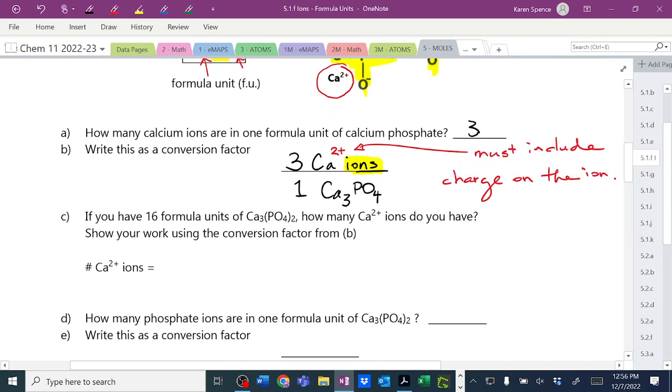So if you have 16 formula units of calcium phosphate, and by the way, if you find the term formula unit too weird, you can just call them molecules. Yes, sorry. Oh, I see, okay. So I got my formula wrong there.